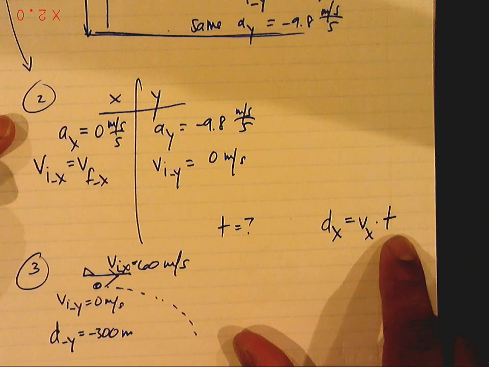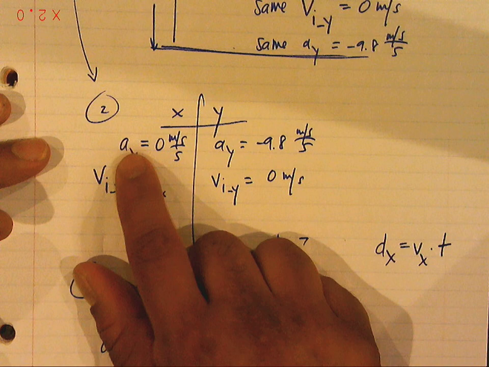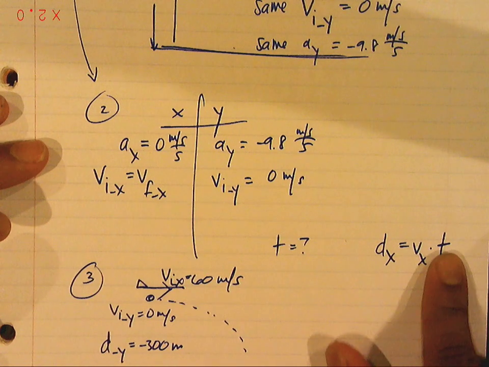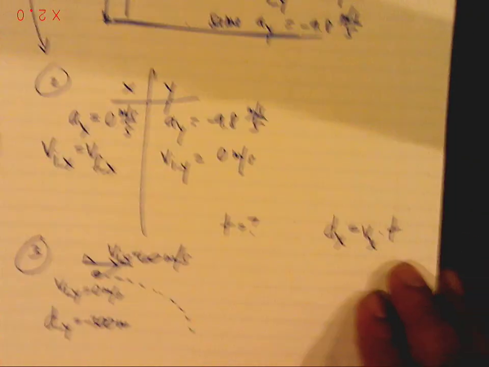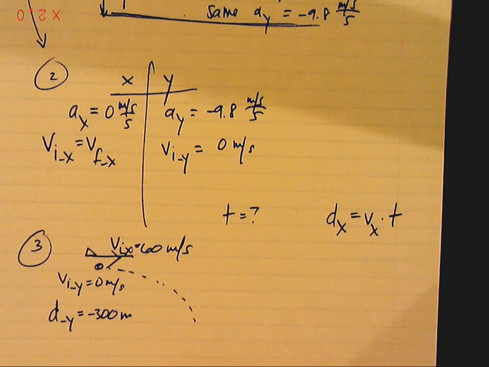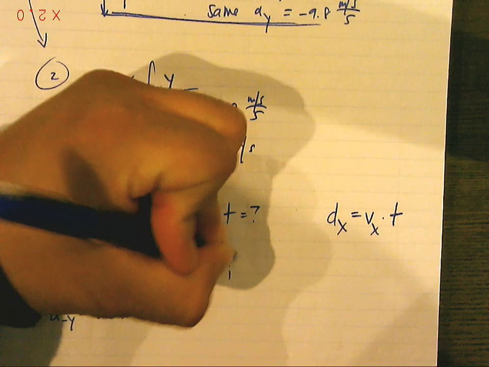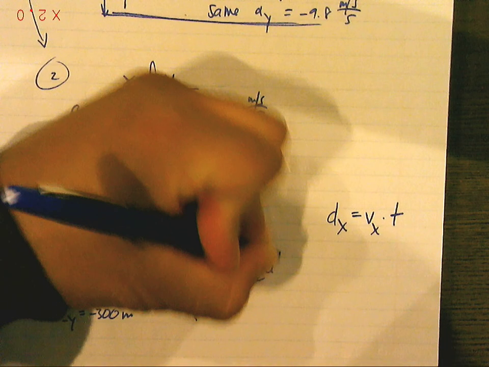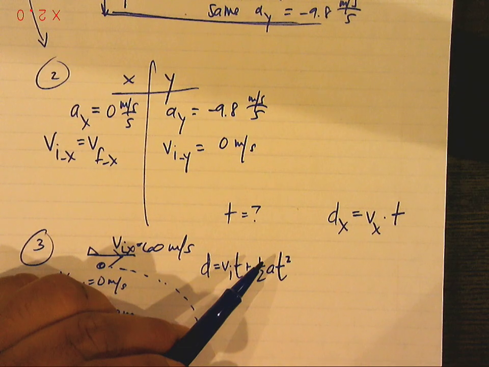There is no plus 1/2 at squared because, once again, like all our horizontal x problems, there's no acceleration in the x. That portion is just going to drop off, the plus 1/2 at squared. And so how do I find t? Well, then I have to use d equals vit plus 1/2 at squared. I'll curl out the t so I can differentiate it from the plus sign.